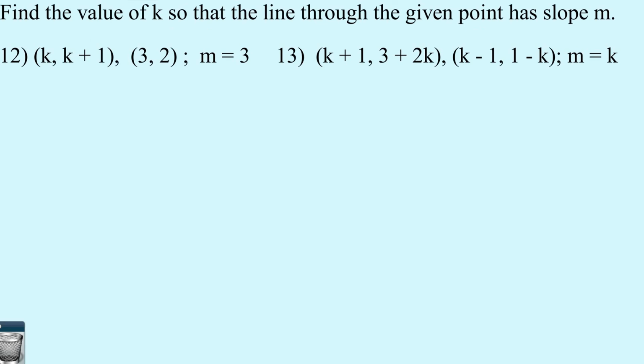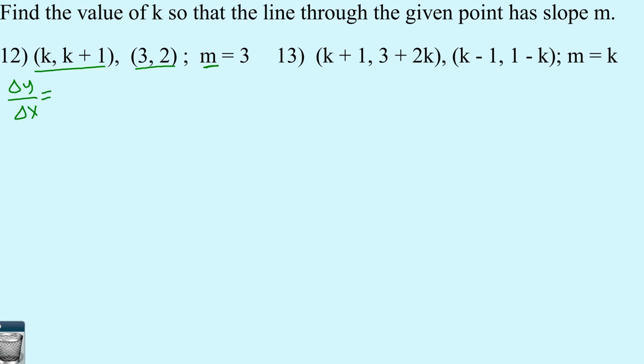All right, these are kind of fun, I think, because it's like a crazy looking puzzle. Okay, so we have 2 points. It's k comma something and 3 comma 2. And we know the slope is 3. So we know what the slope is. But remember, we also have the points. So can't we just find the change in y over the change in x?